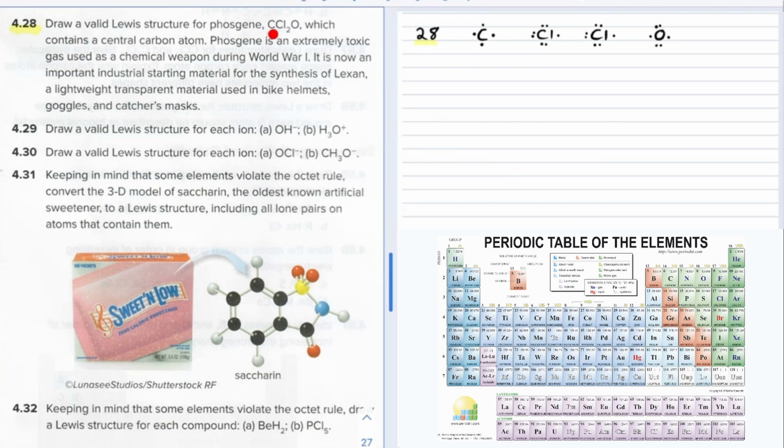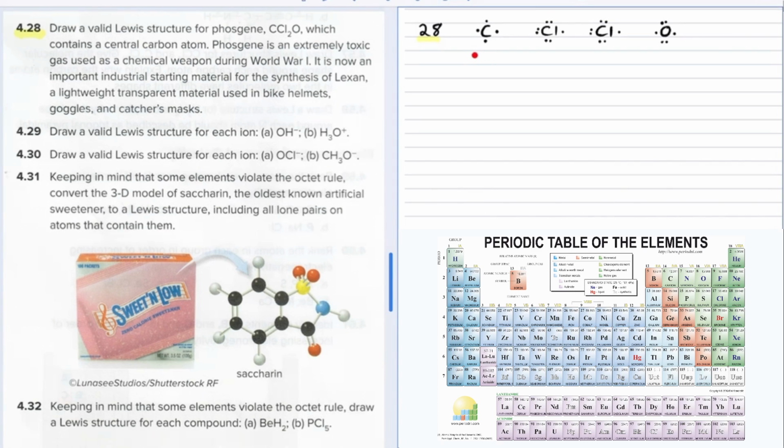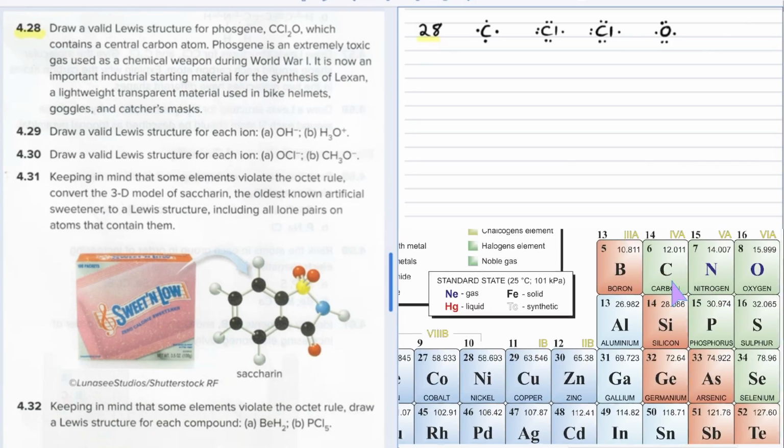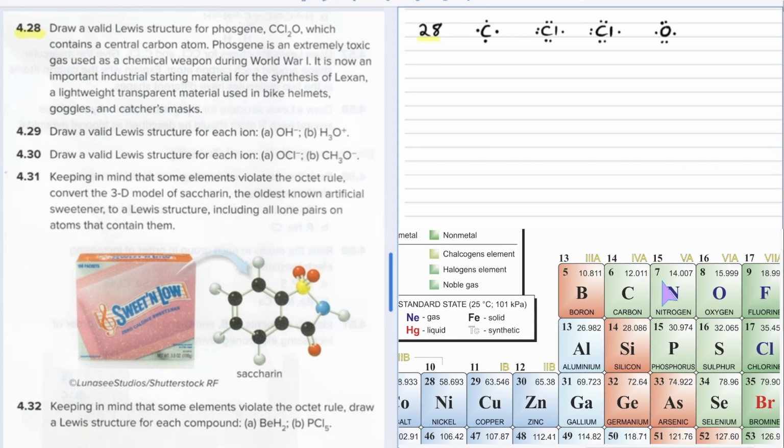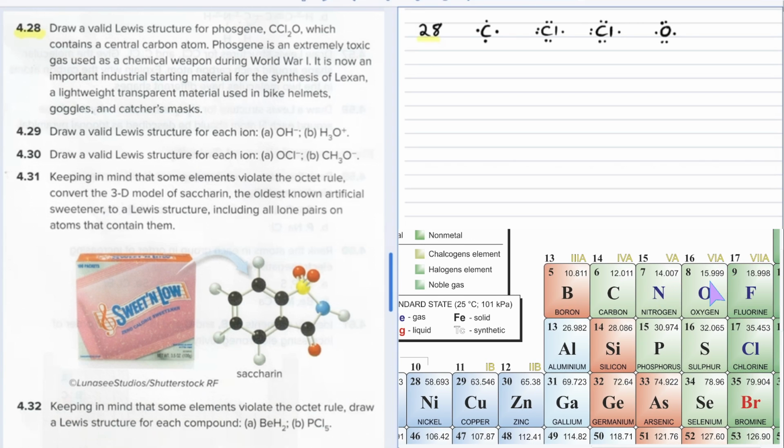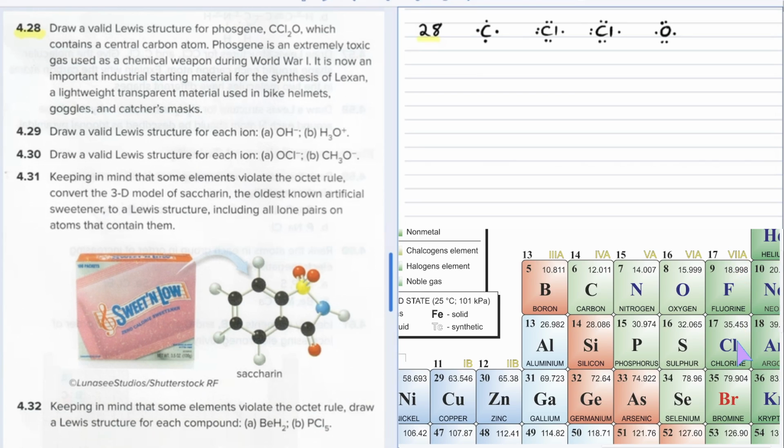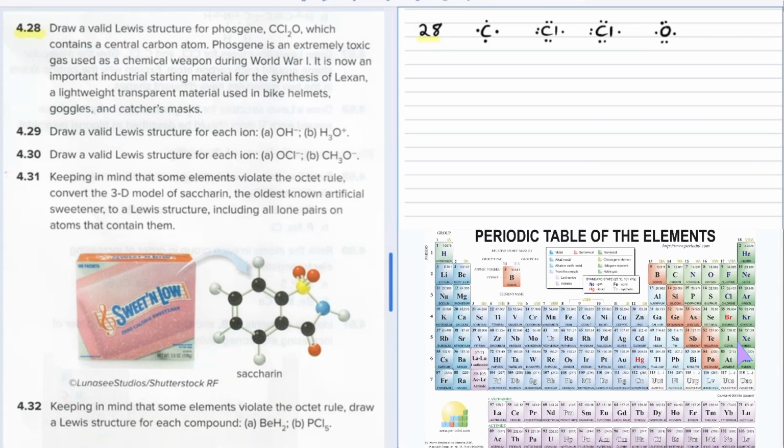So you're given the chemical formula and also a clue. Carbon is the central atom. Now, a good way to do Lewis structures for molecules is to start with the Lewis structures of all of the atoms and then connect them properly. So here are the atoms. Carbon gets 4 dots, the chlorines get 7, and the oxygen gets 6. You can get that from the periodic table. Carbon is in group 4A, that gets 4 dots. Oxygen, 6A, gets 6 dots, and the chlorines get 7 dots. Okay, so those are the atoms.